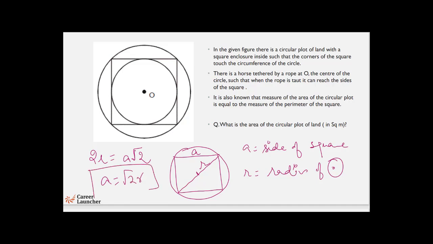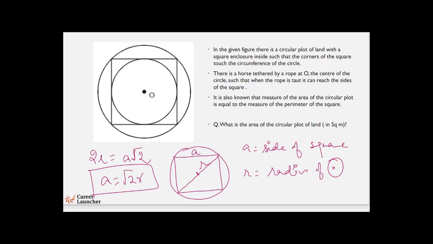Now this is the standard result which you can use. You do not need to derive it when you're giving the exam. Whenever you find a square inscribed inside a circle, go ahead and use this result, that A is equal to root 2 R, or the side of square is equal to root 2 times the radius of circle.